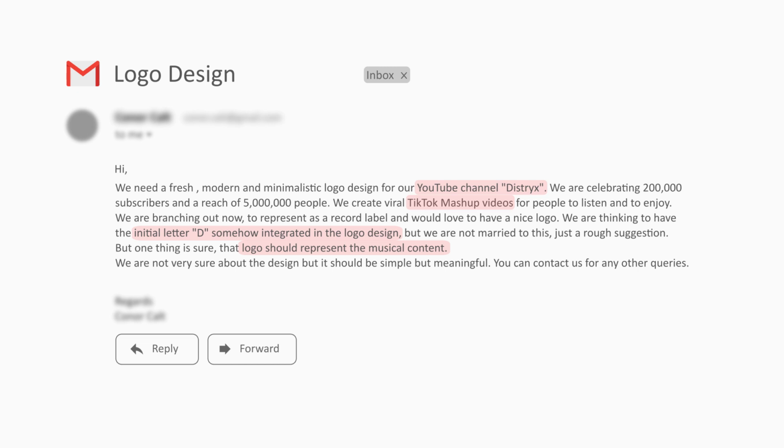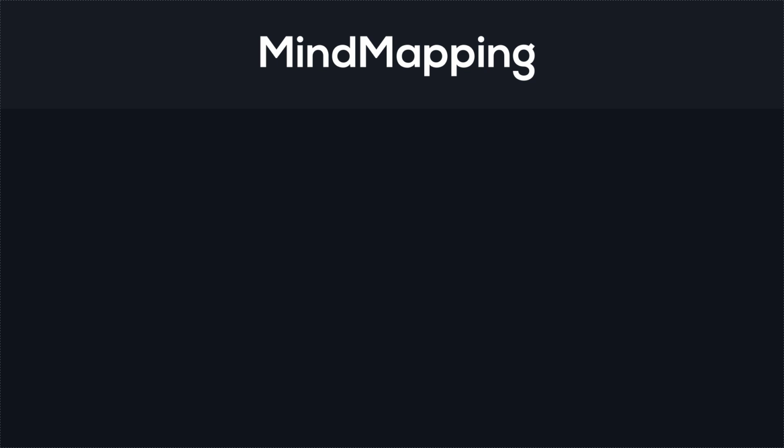Now let's continue with the mind mapping process. For the mind mapping, I have extracted two important points. First one, the name of the logo, and the second one is music, because we have to emphasize the musical content in the logo design.